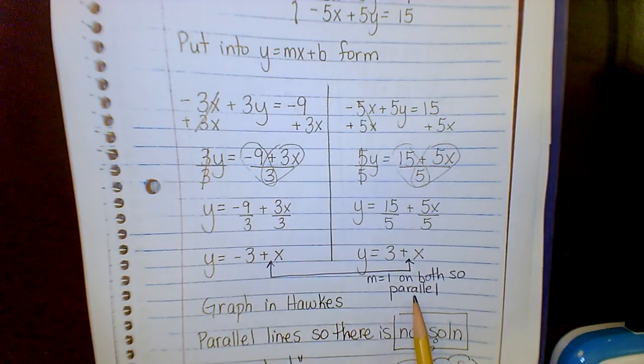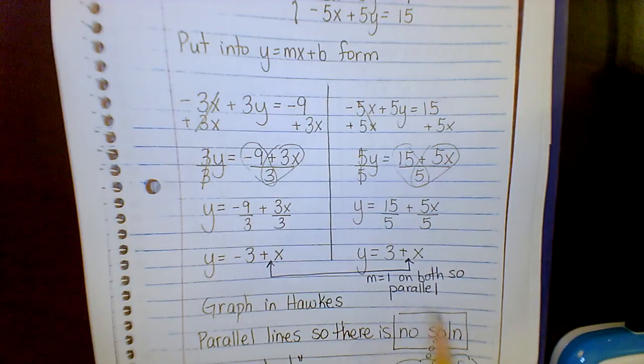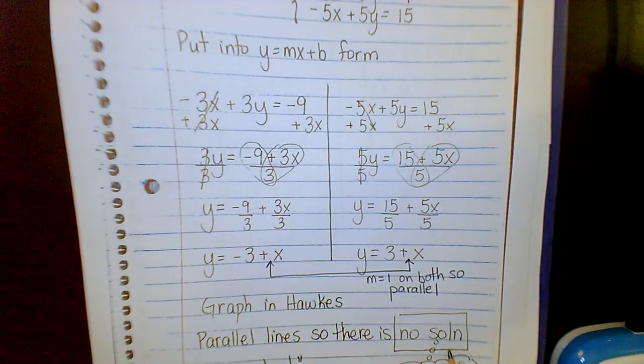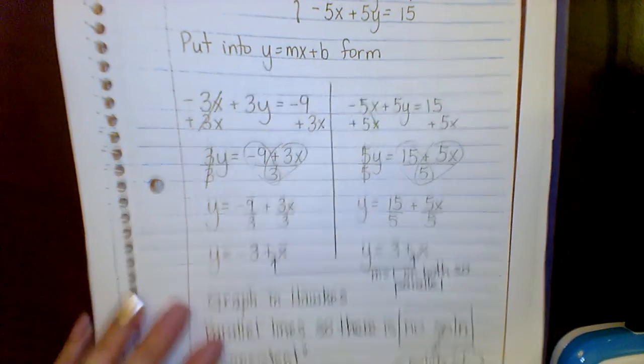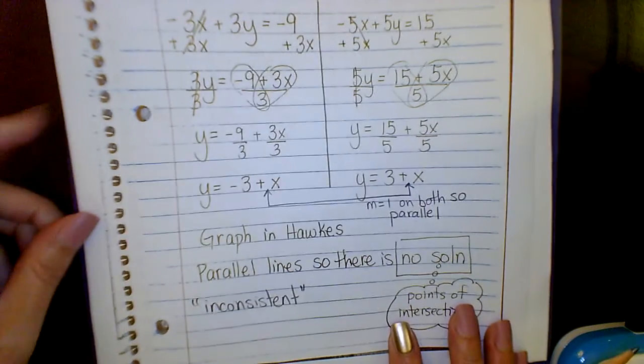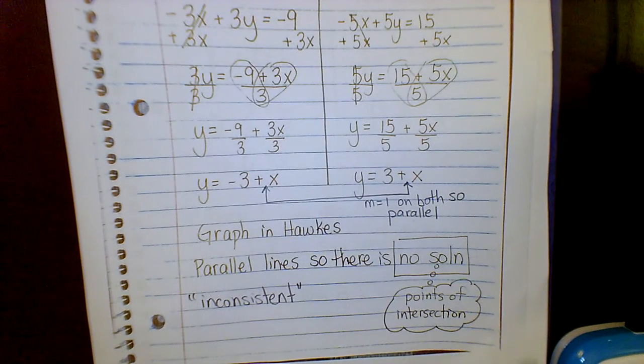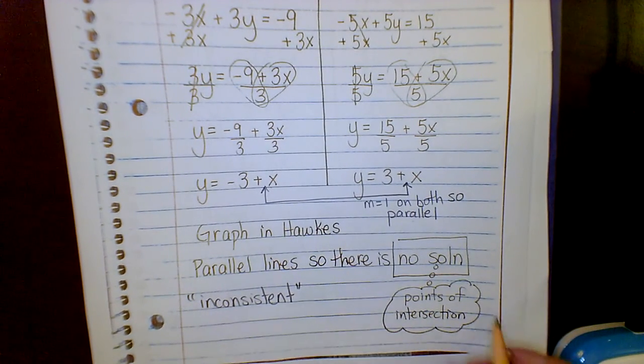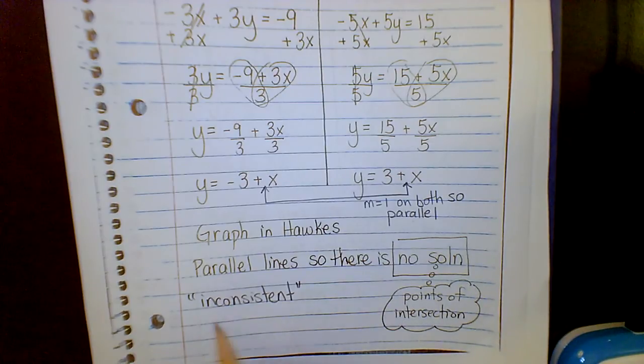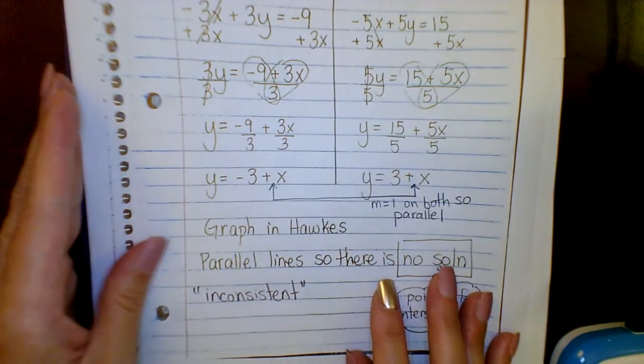Same slope means parallel lines. Parallel lines never touch. So, if they're parallel lines, there's no solution. That means no points of intersection. Remember, solution means points of intersection. That's what Hawkes calls inconsistent.